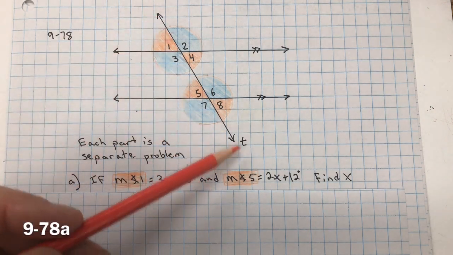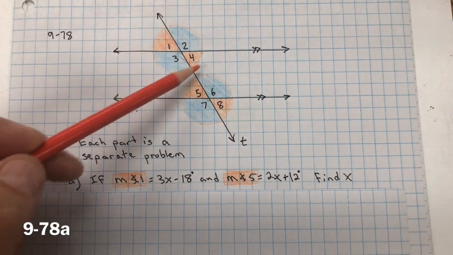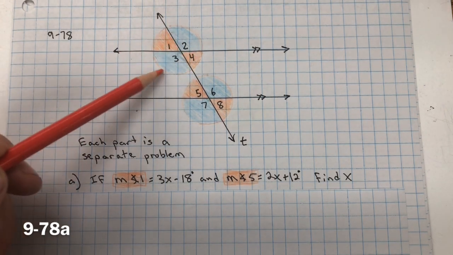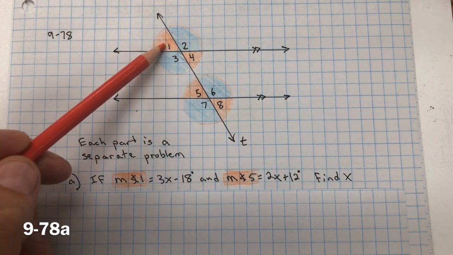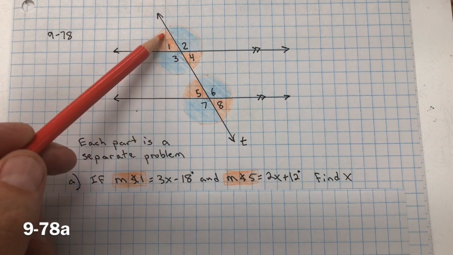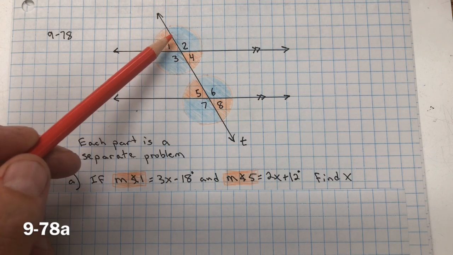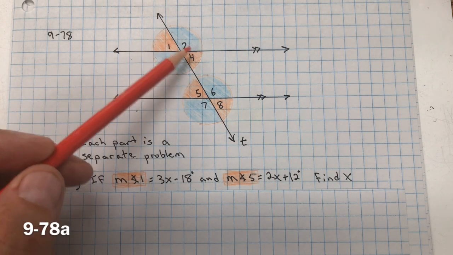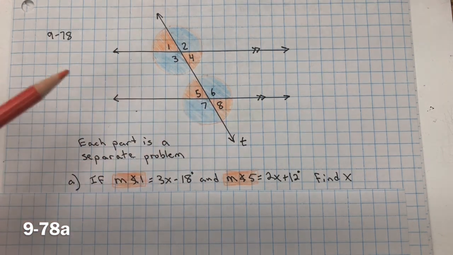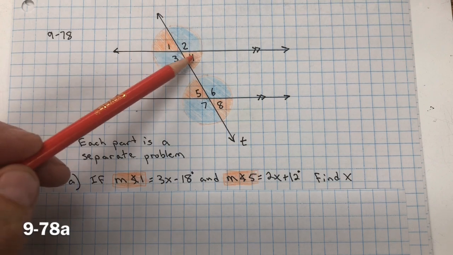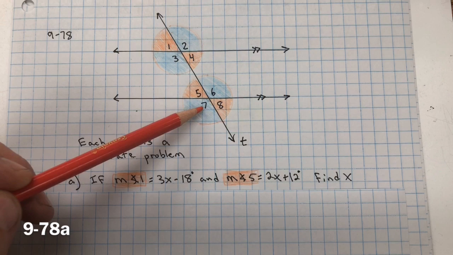So here's our transversal, and here are our two parallel lines. The first thing I do is I call them beach balls. The reason why I create these beach balls is because these two are congruent angles, corresponding. They slide down the transversal. And what I do is orange, blue, and I do the pattern here, orange, blue, orange, blue.